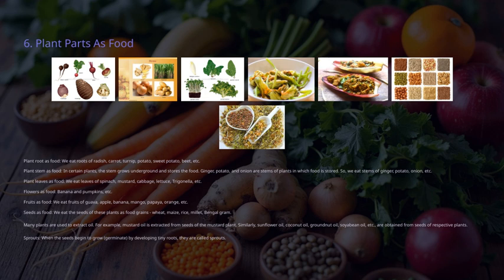So, as you can see, different parts of plants, roots, stems, leaves, flowers, fruits, seeds, and even sprouts, are all valuable sources of food. They not only nourish us, but also connect to the overall theme of how plants provide us with a wide variety of edible parts.